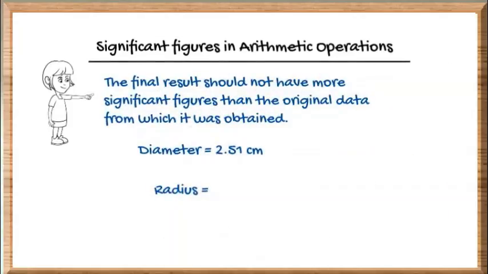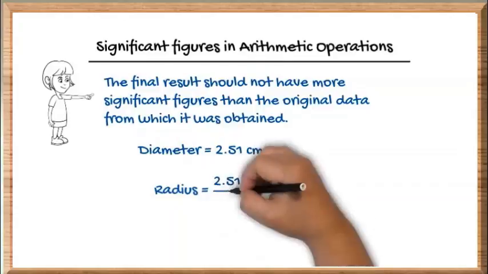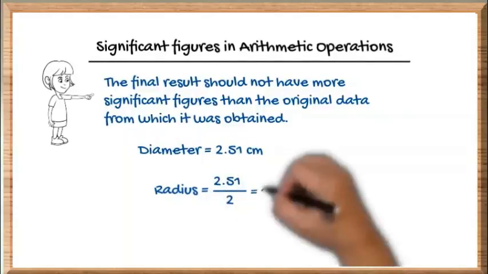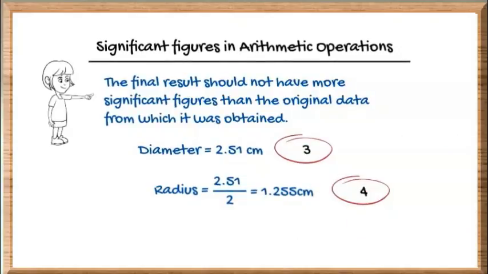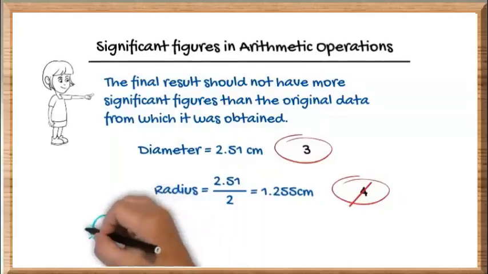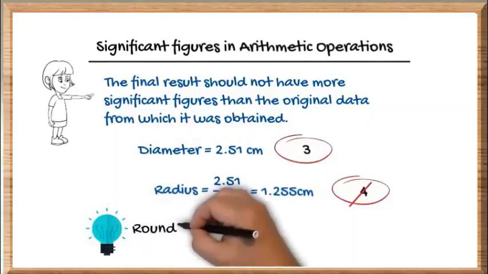For example, the diameter of a circle is given as 2.51 centimeter, and here the significant figures are 3. Therefore, its radius will be 1.255 centimeter by using the formula. Here the significant figures became 4, which is wrong. So what to do? Solution is rounding off the uncertain digits.